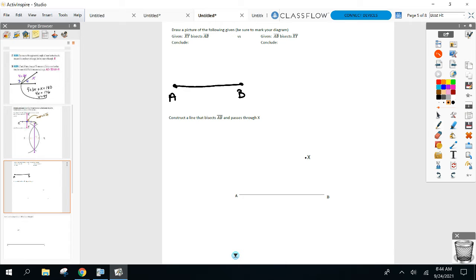You gotta save yourself some time, please. Draw. Save yourself some time. Where are your markings? How do I know that it bisects? There you go.